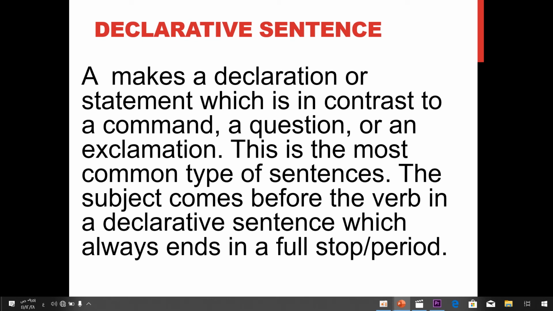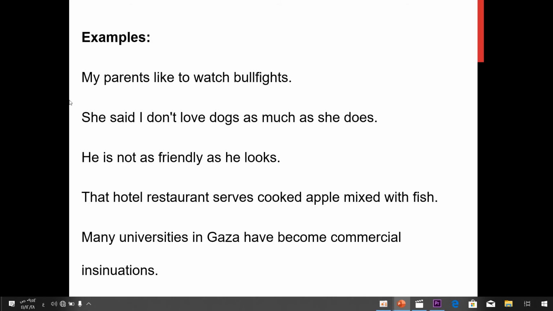A declarative sentence makes a declaration or a statement, which is in contrast to a command, a question, or an exclamation. This is the most common type of sentence. The subject comes before the verb in the declarative sentence, which always ends in a full stop or period.